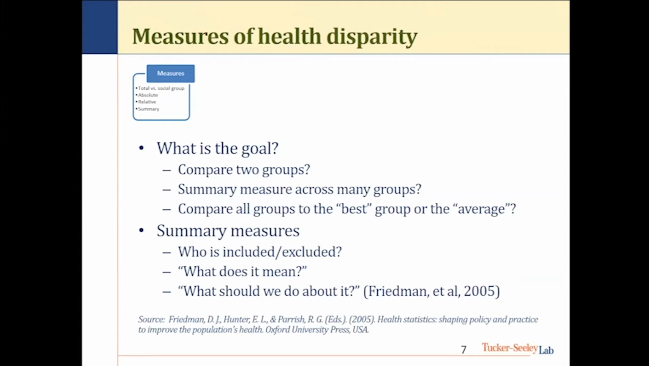For health disparities measurement, what is the goal? So is the goal to compare two groups? Is it a summary measure across many groups? Are you comparing all groups to the best group or to the average group? And then for summary measures, who is included, who's excluded? What does the measure mean? And lastly, what should we do about it? I think that's often the step that gets left out in measuring health disparities, thinking about what should happen now that we have noted these differences across groups.